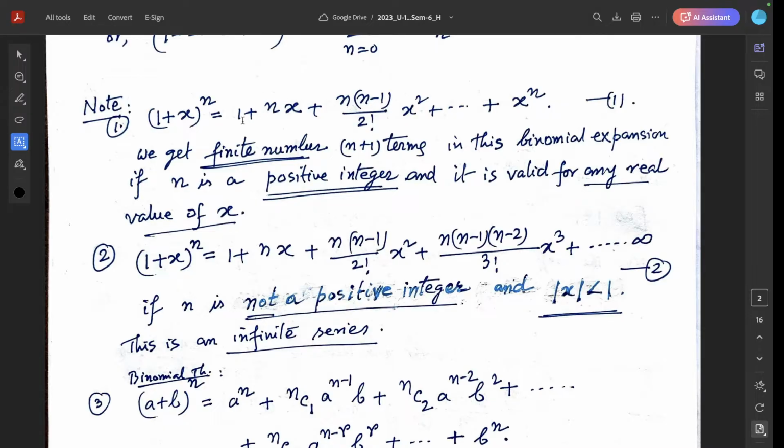1 plus nx plus n(n minus 1)/2 factorial x squared, up to x to the power n. If n is not a positive integer, that is, either a negative integer or a negative or positive fraction, and modulus of x is less than 1, then we get this infinite series: 1 plus nx plus n(n minus 1)/2 factorial x squared, n(n minus 1)(n minus 2)/3 factorial x cubed, and so on up to infinity.